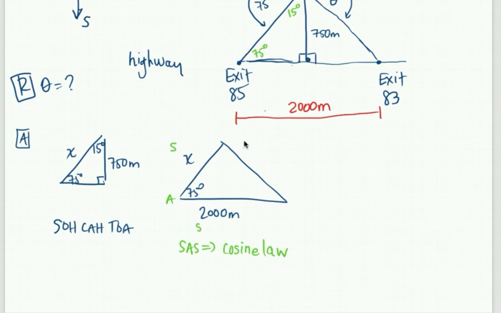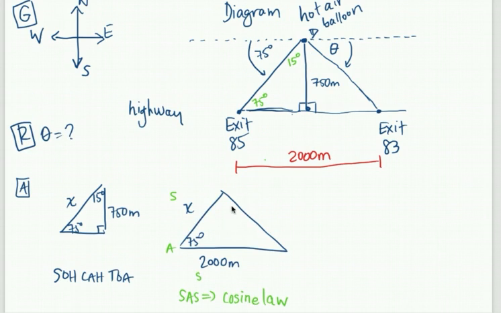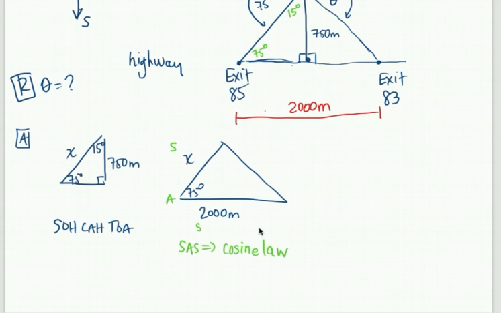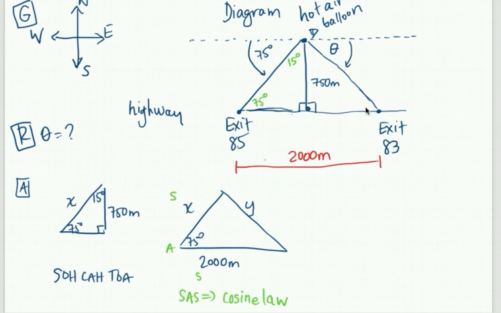The cosine law can help us find another side or another angle. If we're going to find the angle, we do need all three sides. So we could find this side here, which we'll call side y. With cosine law, we could find this side here, so that's the big side of that triangle.